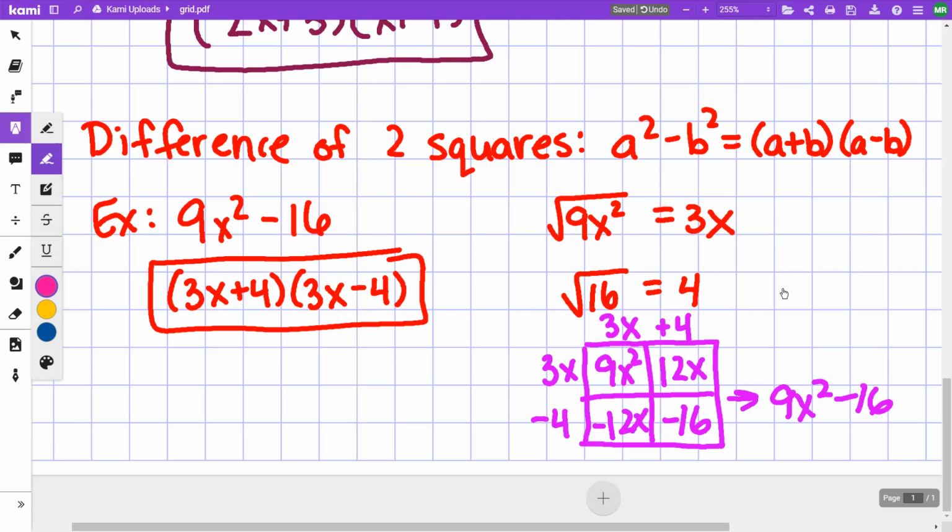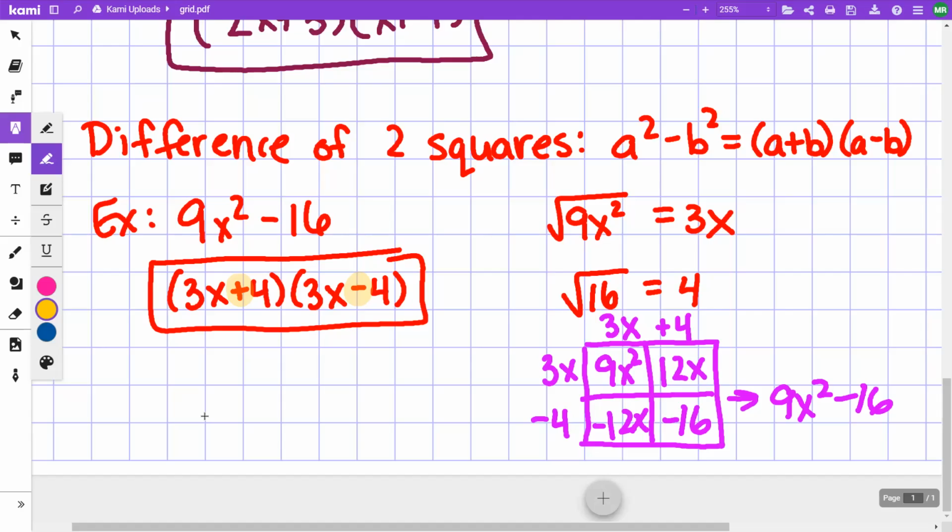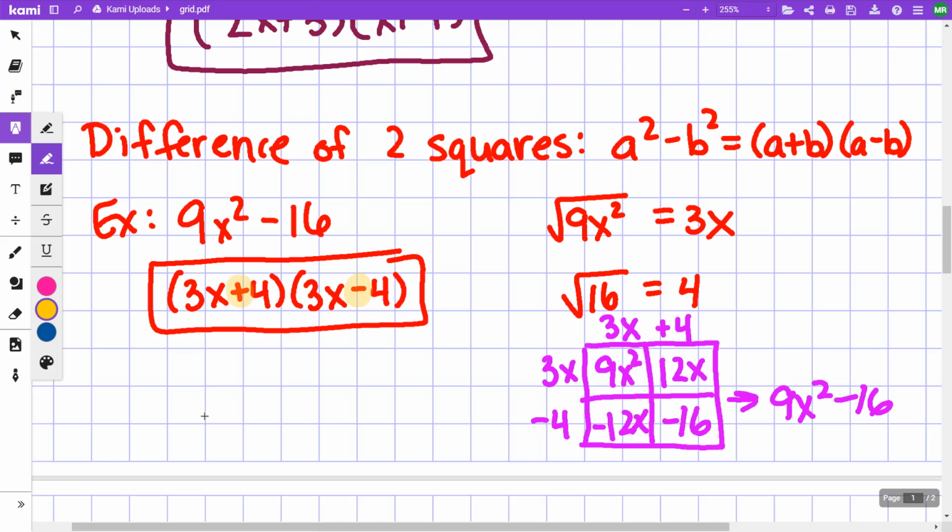That's why I need one of these to be a plus and one of these to be a minus, but they are the same two terms in both parentheses. The plus and the minus are going to make that middle term cancel out. Okay, the next one is going to be a perfect square trinomial. Let me just add a page onto this. So perfect square trinomial.